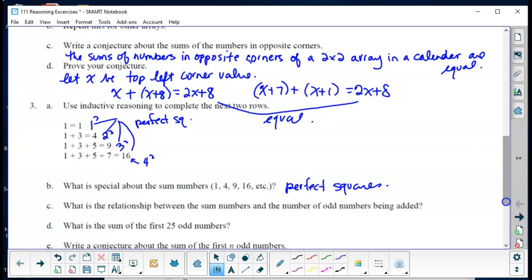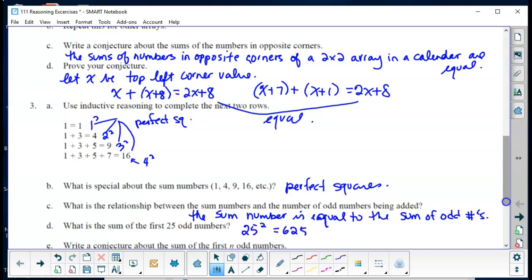So the sum number is equal to the sum of the odd numbers. So what would be the sum of the first 25 odd numbers? That would be 25 squared, which would be 625.